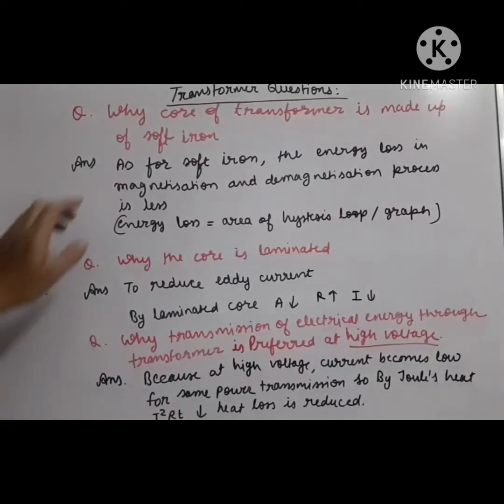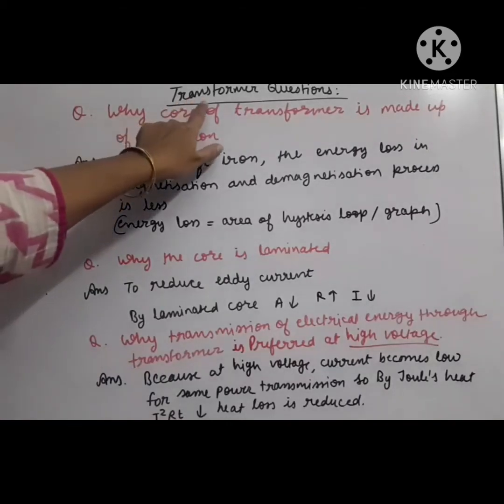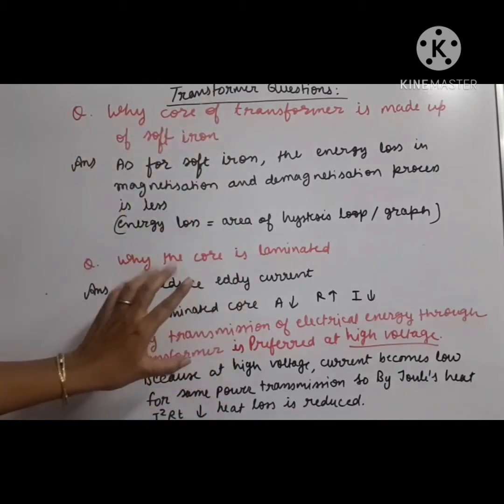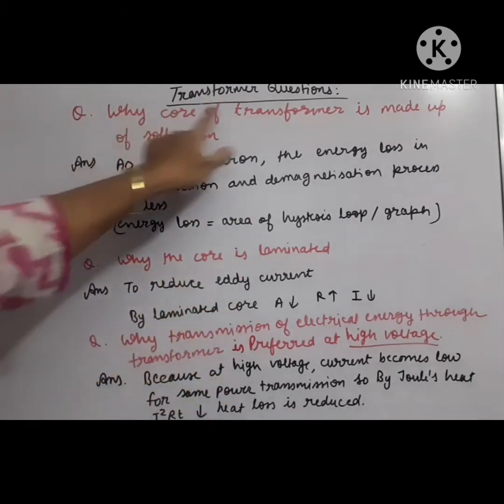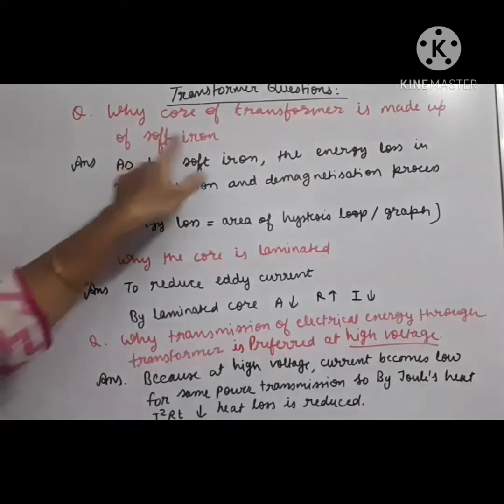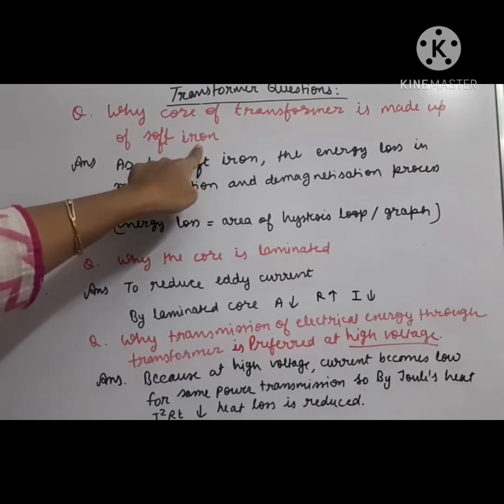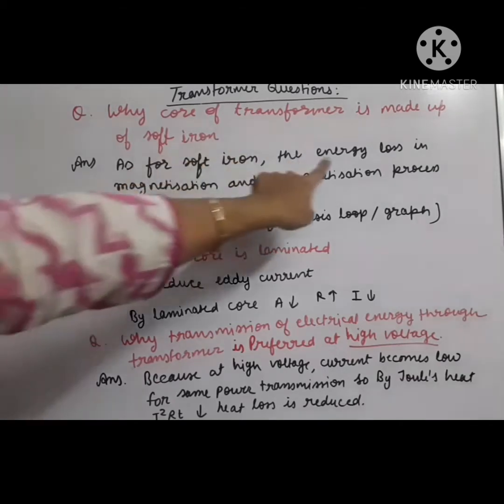Okay, students, now there are some questions related to transformer which we should know. Okay, 1 or 2 mark questions can be prepared. First is why core of the transformer is made up of soft iron. Okay, why do we prefer that soft iron should be used? So, there is the reason related to energy loss.